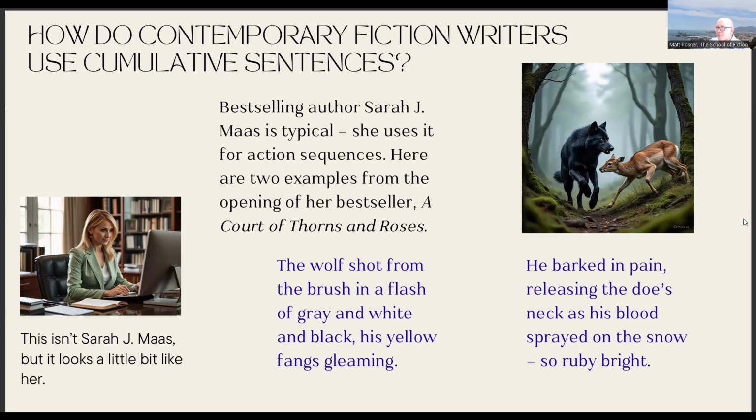Good job. Anyway, to summarize, in the first example, we have a nominative absolute, his yellow fangs gleaming, which goes back to reference the wolf, of course. The fangs belong to that wolf. And the second example, releasing the doe's neck, also describes the wolf. And that is an ablative absolute. And this one would be a cumulative sentence also, or it could also be interpreted as a complex sentence.